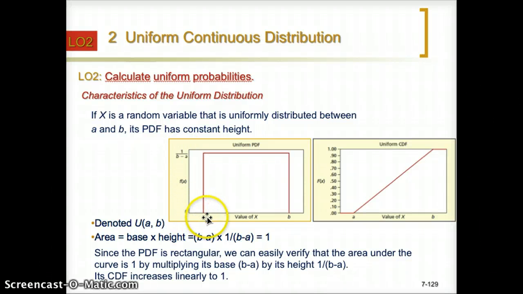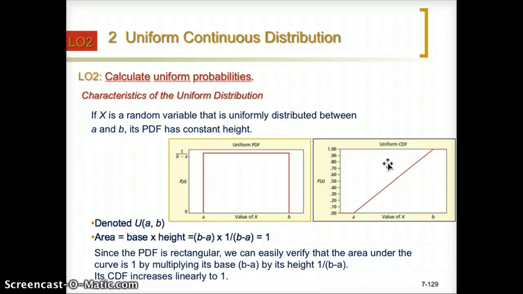From this graph, what we can learn is any value from a to b, there is a probability. The probability is 1 divided by b minus a. And for any value lower than a or bigger than b, the probability is 0. And this is the uniform cumulative distribution function.